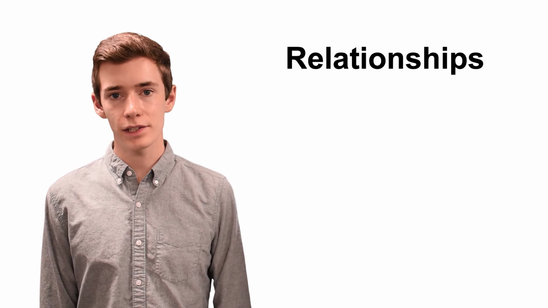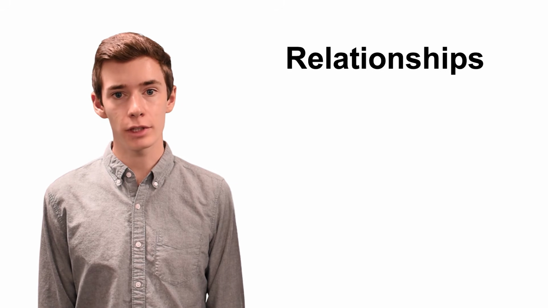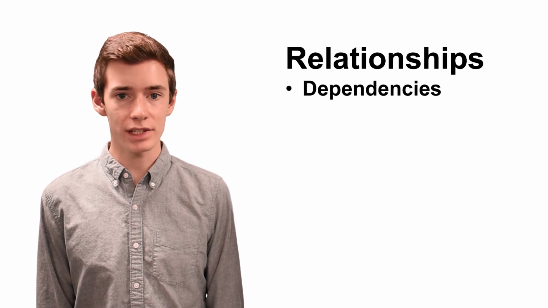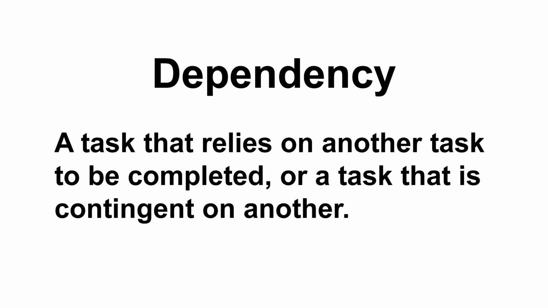As you organize your tasks, you may begin to recognize relationships between tasks. There are 3 kinds of relationships to look out for: dependencies, concurrencies, and lags. A dependency occurs when a task relies on another task to be completed, or a task is contingent on another.